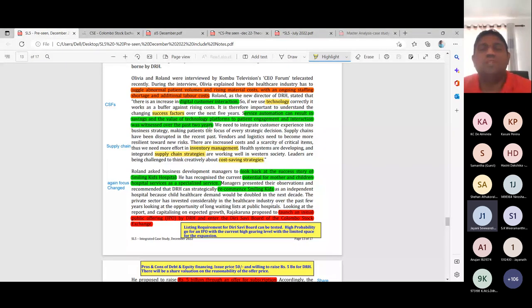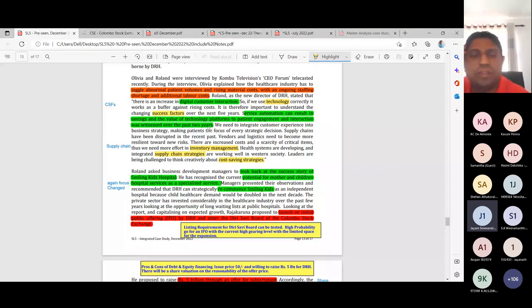Roland, as a new director of DRH, stated that there is an increase in digital customer interaction. So if you use technology correctly, it works as a buffer against rising costs. It is therefore important to understand the changing success factors over the next 5 years. Service automation can result in savings, and the value of technology platforms to patient engagement and interaction was witnessed over the past 2 years. We need to integrate customer experience into business strategy, making patients the focus of every strategic decision.